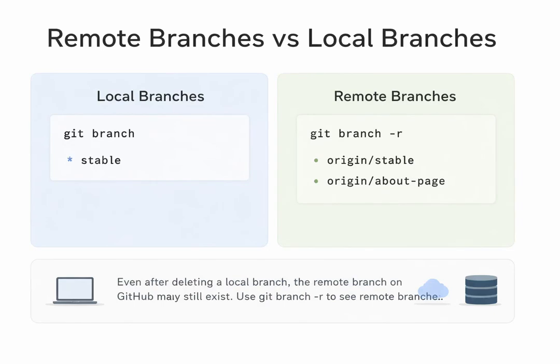Here's something that trips people up. When you delete a branch locally, it doesn't automatically disappear from GitHub.